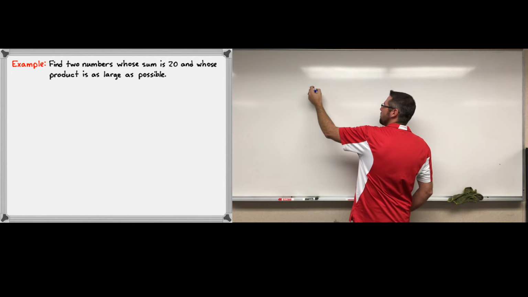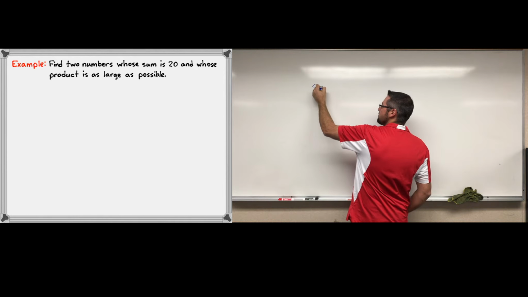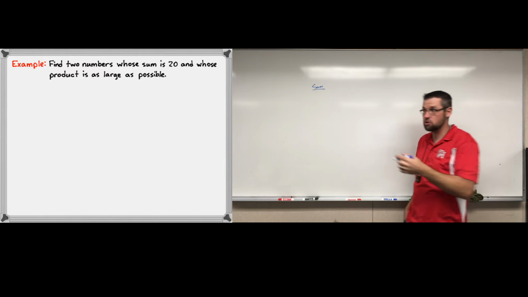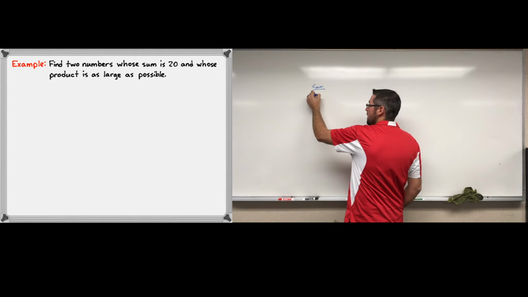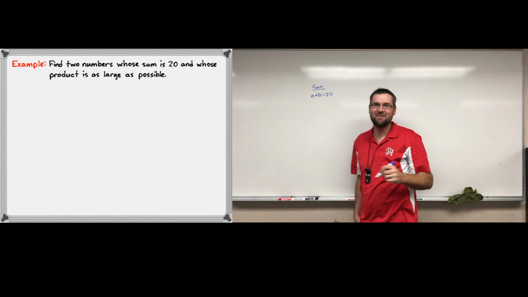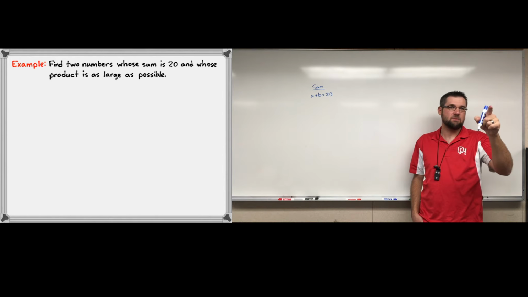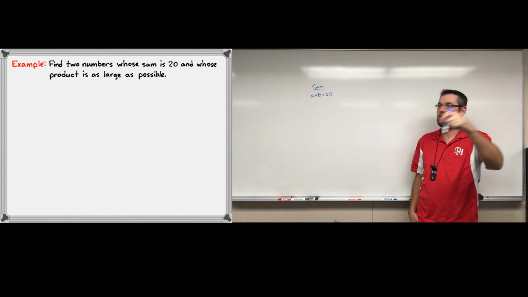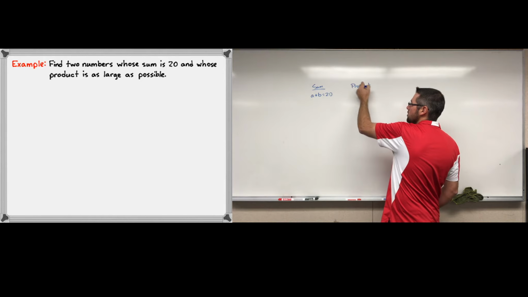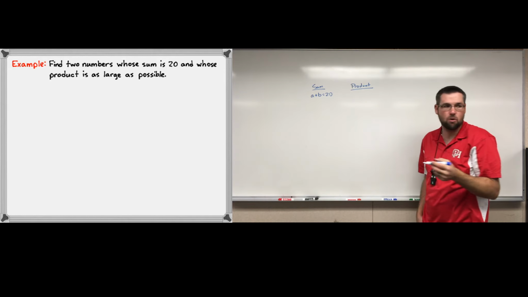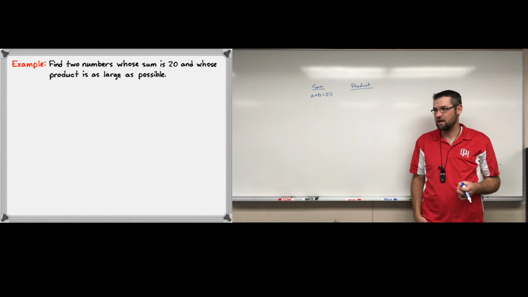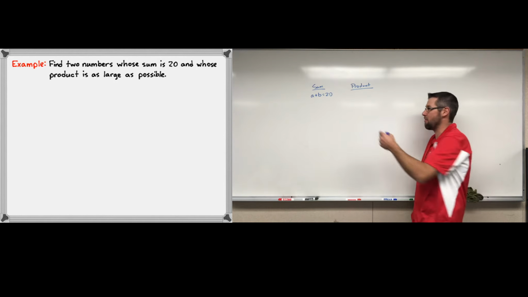So the first equation that we're going to say is dealing with the sum, right? So what is sum? Again, addition. So what's the equation we're going to say? A plus B equals 20. Now, we have another equation up there that says whose product is as large as possible. So what are we talking about with product? Multiplication. So what's an equation? Did it tell you what the product is? No. So how many variables are you going to have in this guy? 3. What's the equation going to say?